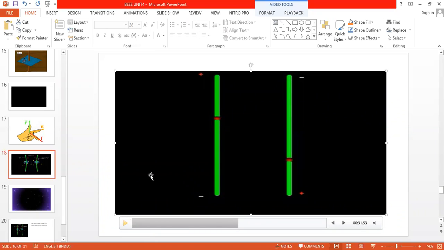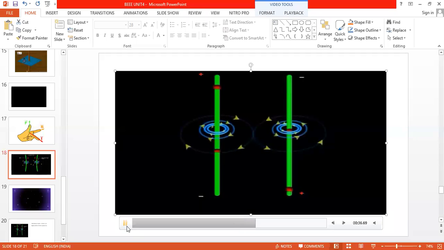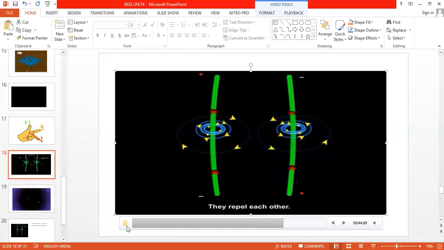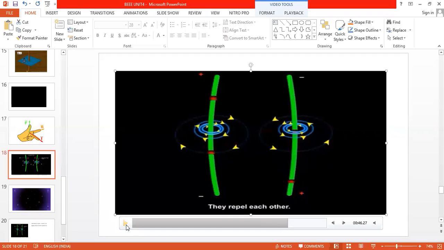Yes or no? So when two currents are flowing in opposite direction, what's going to happen? Two magnetic fields will be created. Both will repel each other. So because of the repulsive force, the conductors will move away from each other. So repulsive force is created. Yes, now you might have observed.